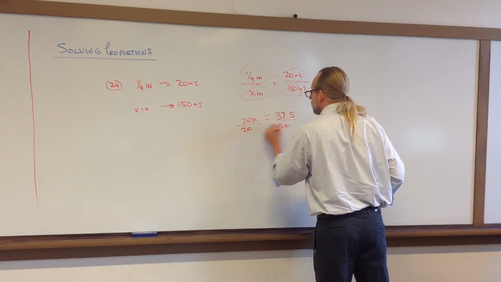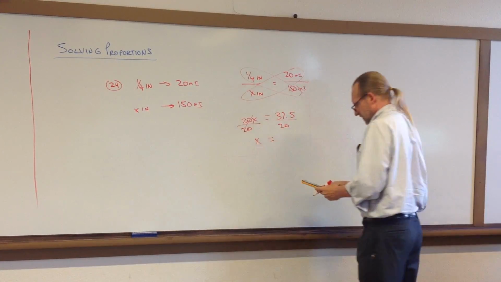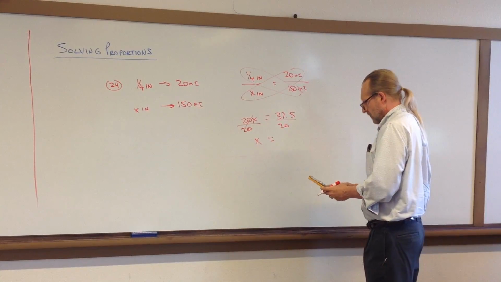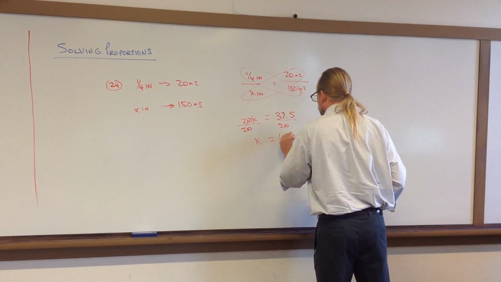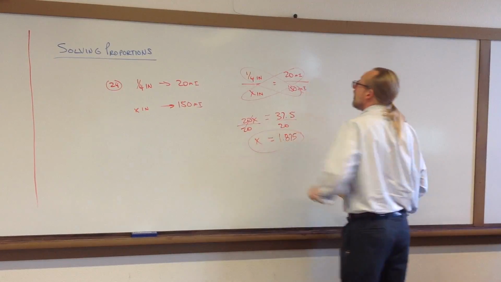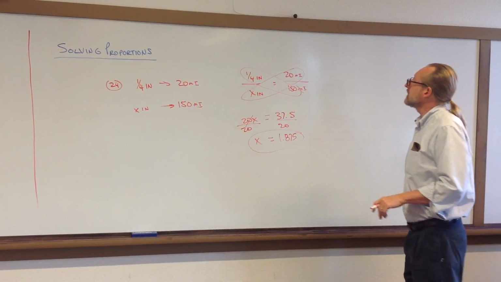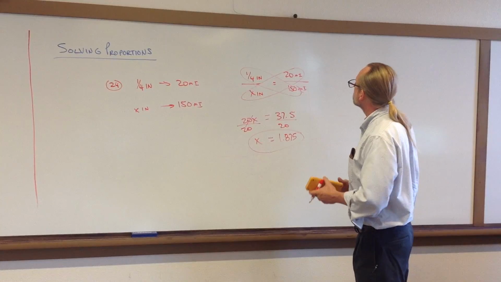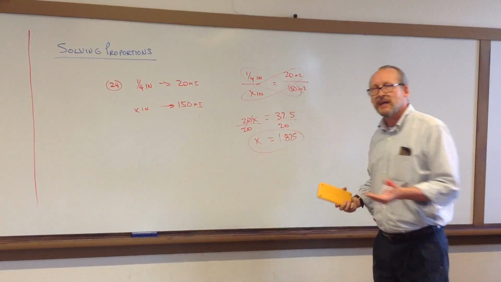And then we'll divide on both sides by 20. Let's see what we get here. 1.875. Okay, well, let's see. Does that make sense? It seems to make sense, right?